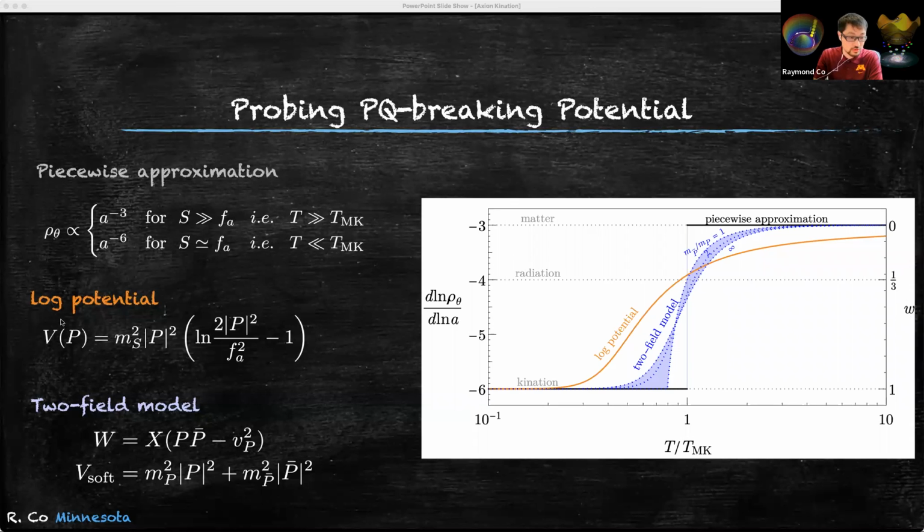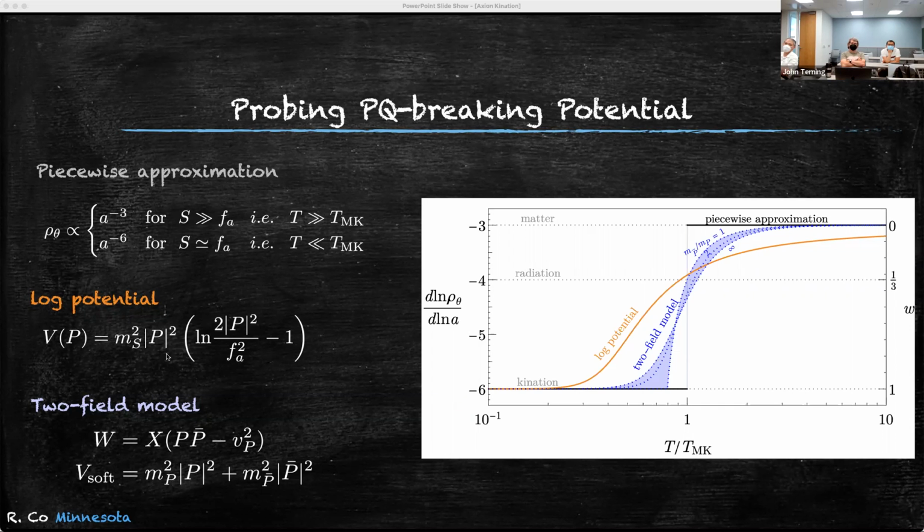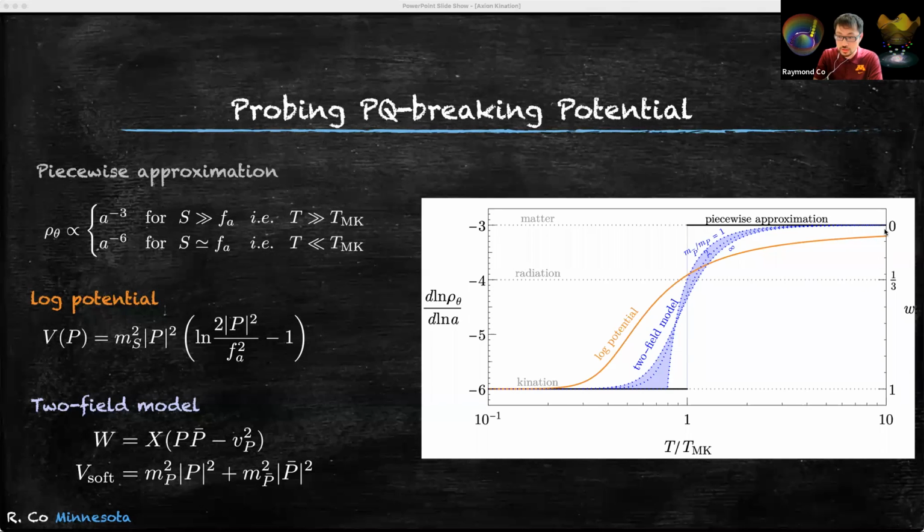For example, in supersymmetry, there are 2 motivated scenarios. One is that the radial mode has a nearly quadratic potential, but it has a logarithmic correction coming from the running of the soft parameters. So this quantum correction gives rise to the deviation of the potential from quadratic, and this log potential would predict this equilibrium state going like this. So in the large temperature limit, it approaches matter. In the low temperature, it approaches kination.